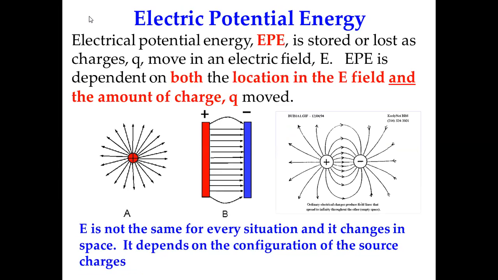Electrical potential energy is stored or lost as the charges move. This point is really important: electrical potential energy is stored or lost as the charges, like Q, move in an electric field, which is E. So the electrical potential energy is dependent on the location in the electric field and the amount of charge moved.